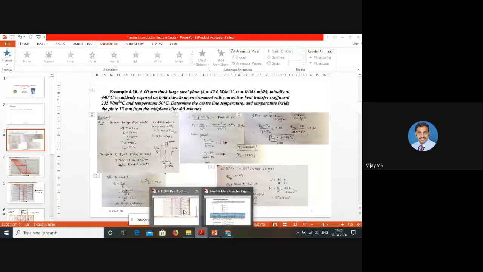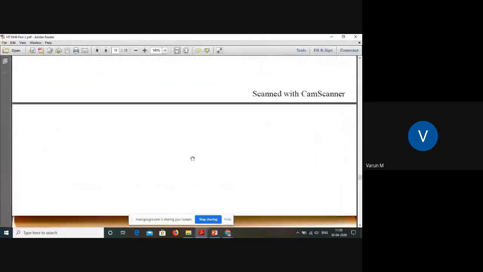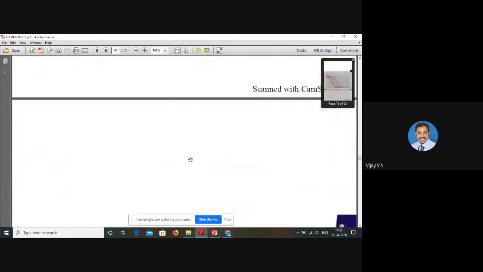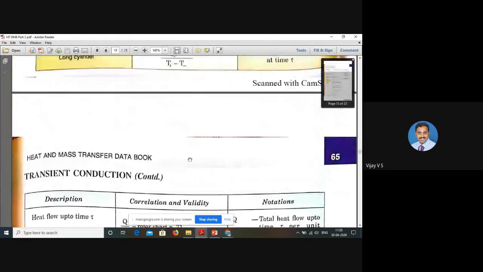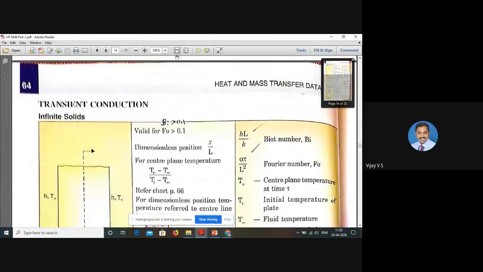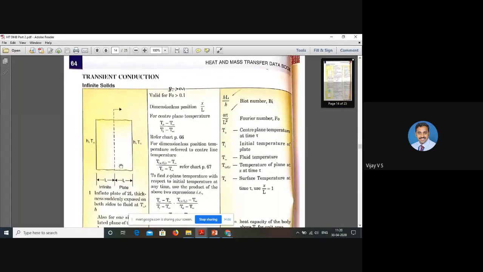Okay, so this is the data handbook, right? You can see the data handbook, yes? So if you go here in your data handbook, page number 64, the infinite solids will start.